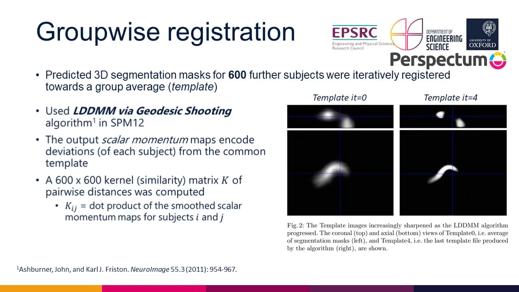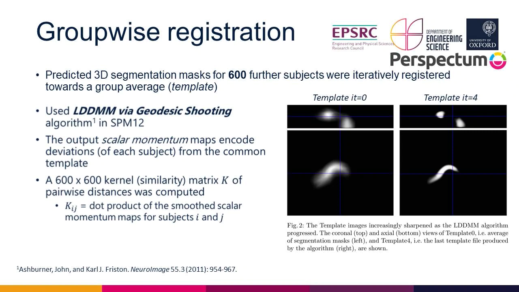The dice model was used to predict 3D segmentation masks for 600 further subjects. Those segmentations were iteratively registered towards the group average using diffeomorphic image registration. We used the LDDMM via geodesic shooting algorithm implemented in SPM12. Note that the template images got increasingly sharper as the algorithm progressed. The output scalar momentum image for a given subject encodes the deviations of that subject from the final template.